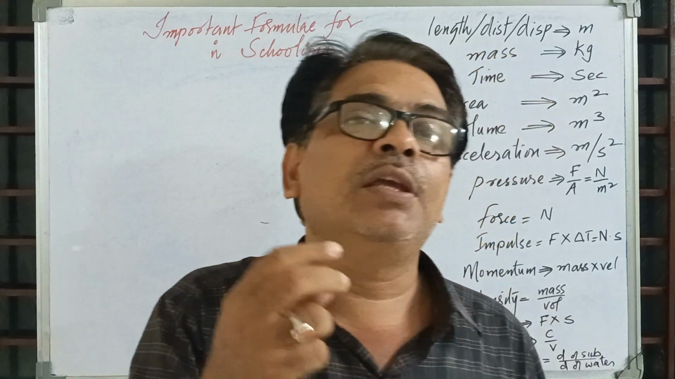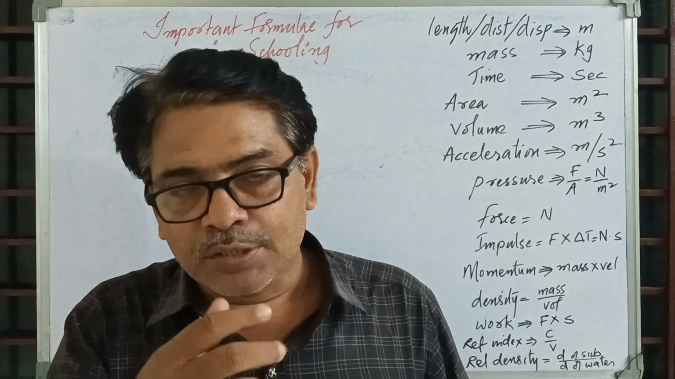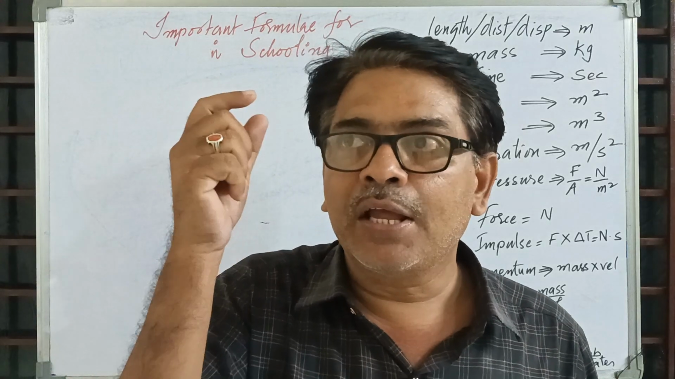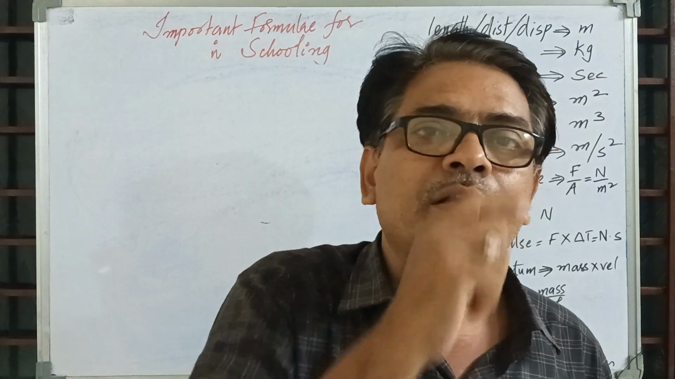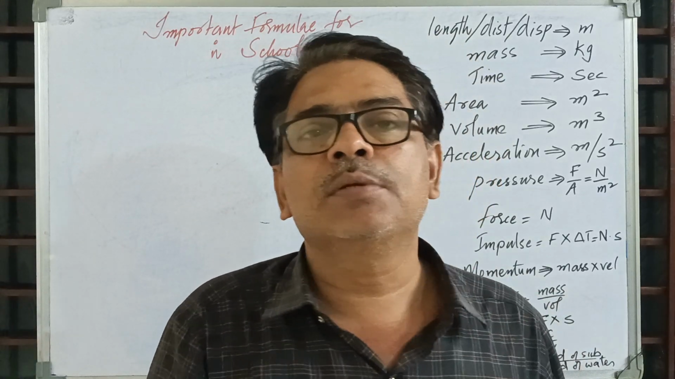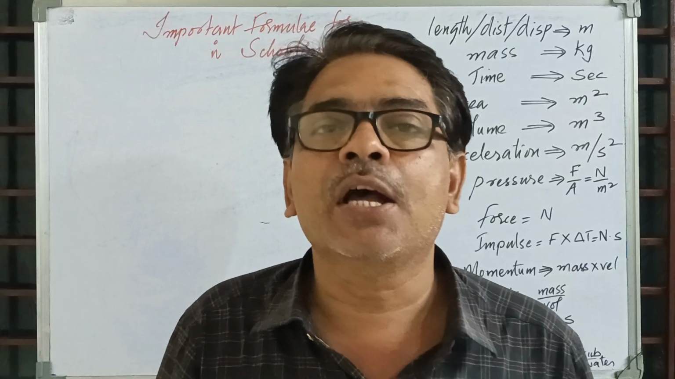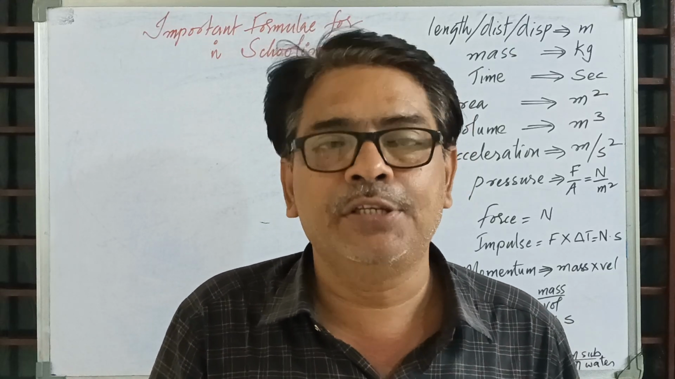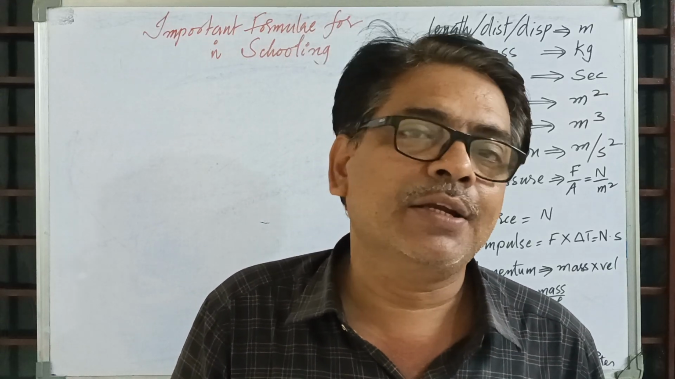How will you know that given one is current? That's what I am telling you. If you know that ampere is a unit for current and second is a unit for time, then you will simply find out what is charge, because Q is equal to IT. I is current and T is time.